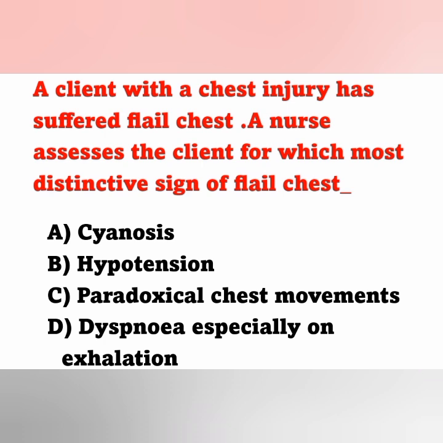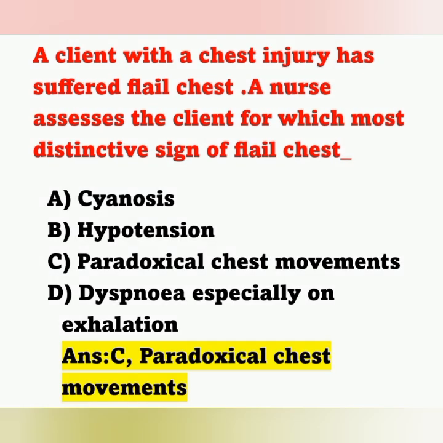Here a nurse assessing this flail chest patient, the most distinctive and most appropriate characteristic sign of flail chest is paradoxical chest movement. Okay, the nurse can assess paradoxical chest movement for this flail chest patient. Paradoxical chest movement or paradoxical respiration means inward movement of a segment of thorax during inspiration with outward movement during expiration. That is known as paradoxical chest movement. This we can see in flail chest patient.